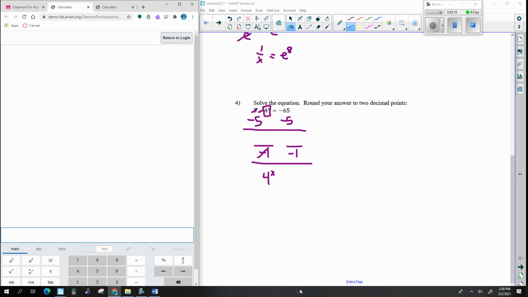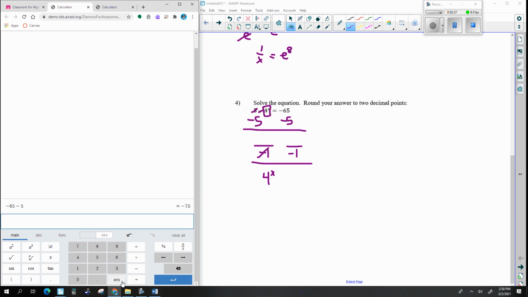So we have -65 minus 5, and then divide by -1. Okay, so now I'm chilling with 70.